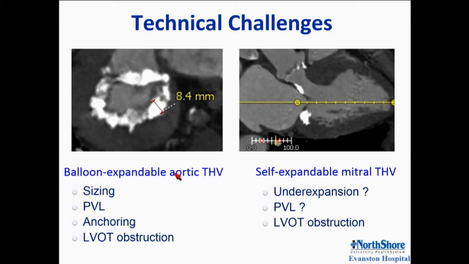For the balloon expandable, as we mentioned with sizing, there is the risk of paravalvular leak because of the oval shape, and we have mostly round devices, so the risk of paravalvular leak may be higher sometimes. Anchoring is very difficult if you don't have an anchoring mechanism within the valve, and the LVOT obstruction that we'll discuss in a moment. And for self-expandable, there are a lot of unknowns.